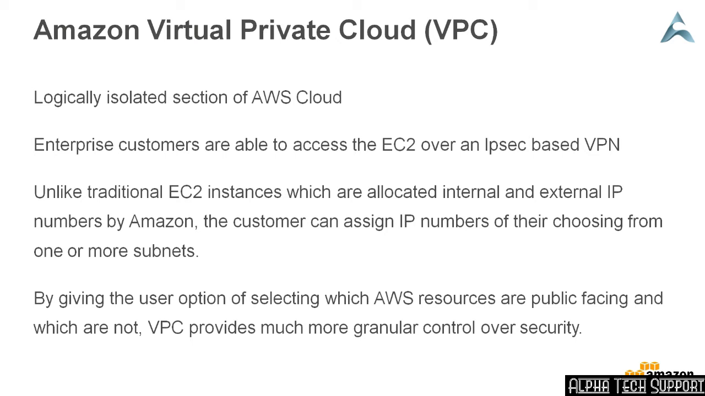You can define different subnets. You can purchase separate IPs that can have any top level domain, assigning them to various resources, and you can build a complete solution with VPC. By giving the user the option of selecting which AWS resources are publicly facing and which are not, you can define which resources are available to the public on your VPC.